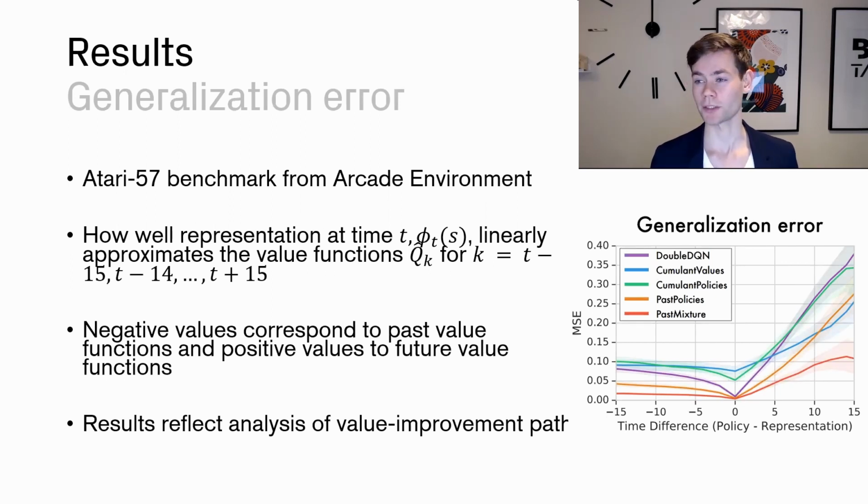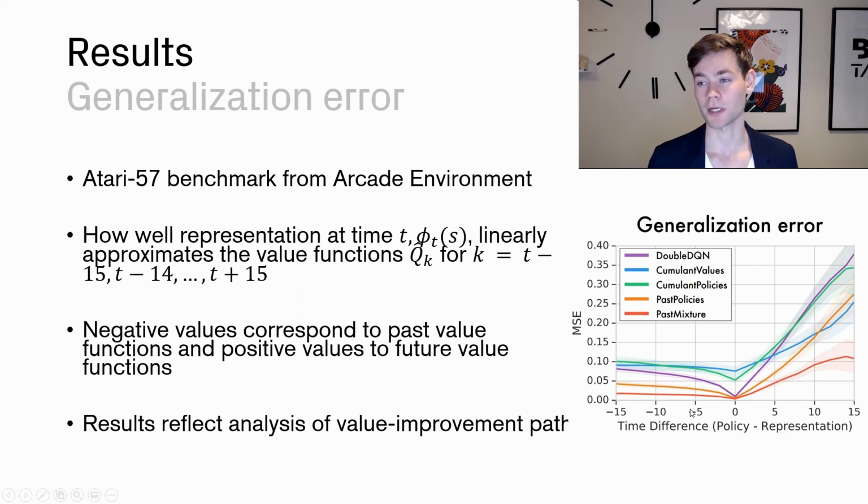So remember, the purpose of what we're trying to do is come up with a set of features, and those features need to generalize well across action value functions for the entire value improvement path. How well this performed on the arcade environment, the Atari suite of games, is illustrated by the figure here. On the x-axis is the time difference between the current action value function and the future action value function. And here we see the mean squared error.